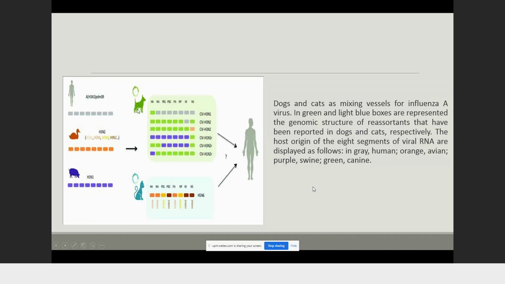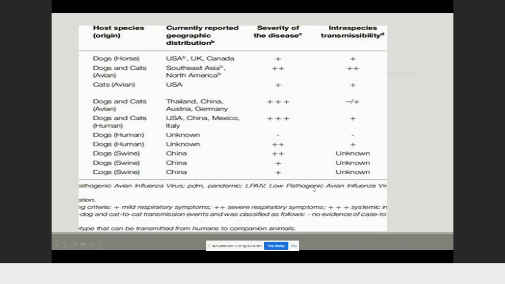You can see here in the dogs, there is reassortment or combinations of human influenza genes here. We have ducks here, pigs genes here, and in the cats also. So this occurrence of influenza virus is actually due to reassortments between multiple species. So in dogs, there is also avian influenza in dogs and cats.